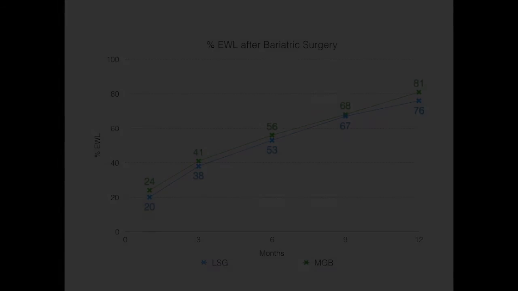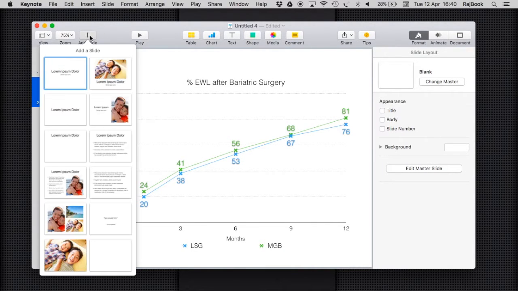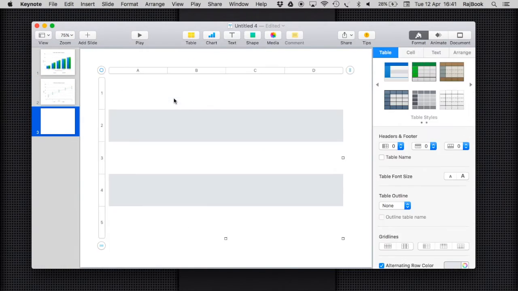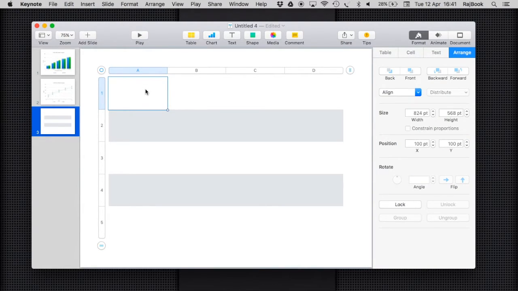The next type is to have a table done. So tables also have a place, especially when you want to do calculations. Type in surgery as the first column, then I will try to put in LSG and RVGB and MGB, comparing results of all the three procedures.